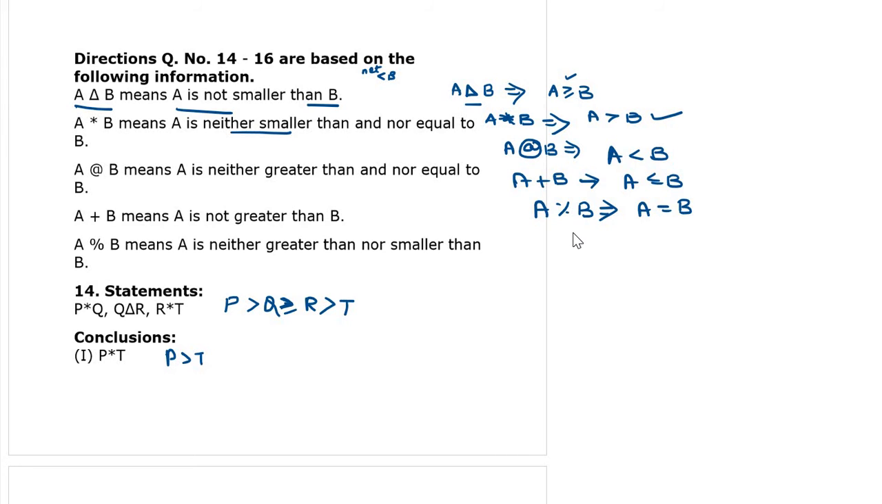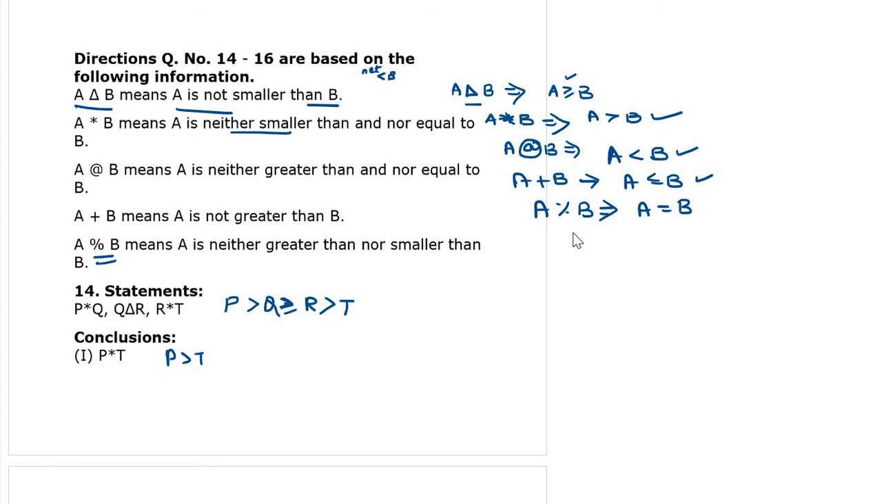A is neither greater than nor equal to B, meaning A is less than B. A plus B means A is not greater than B, that means less than or equal to B. A percentage means neither greater nor smaller, so it must be equal to B. The symbol representation I have given here.